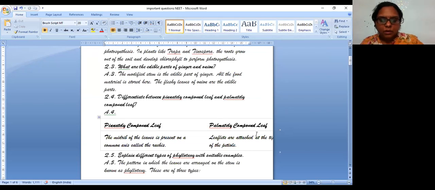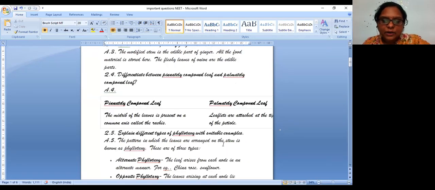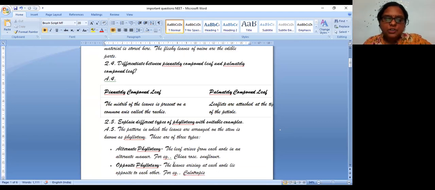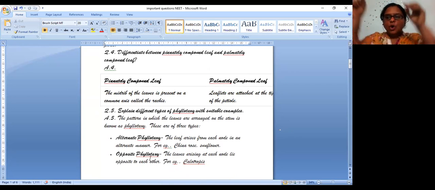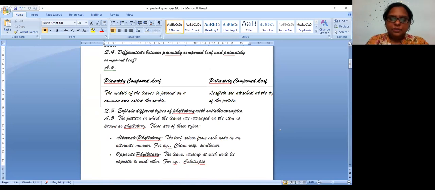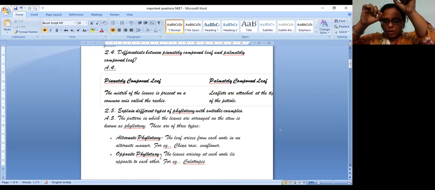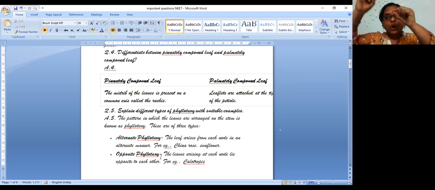Okay, so explain different types of phyllotaxy with suitable examples. What do you mean by phyllotaxy? The arrangement of the leaves. So you have all these types: alternate phyllotaxy, opposite phyllotaxy. Alternate, as the name suggests, one then next, one then next. Opposite means just opposite. From one node two leaves come out in case of the opposite. In alternate, the leaf arises from each node in an alternate manner. There will be one bud here, then on the top the next bud, then on the top the next bud. So you will get the leaves in an alternate manner.